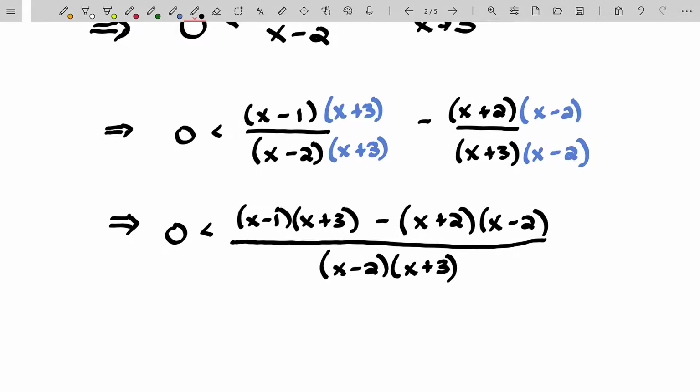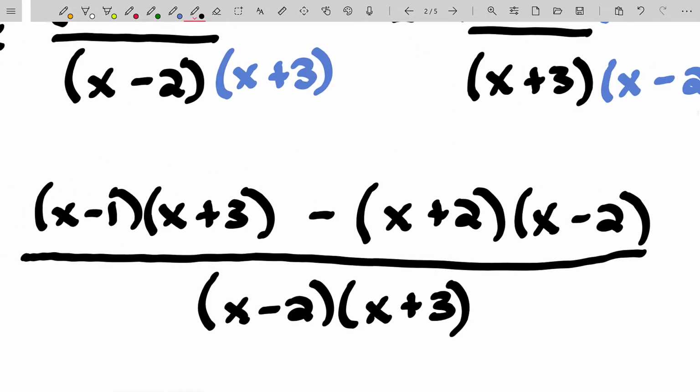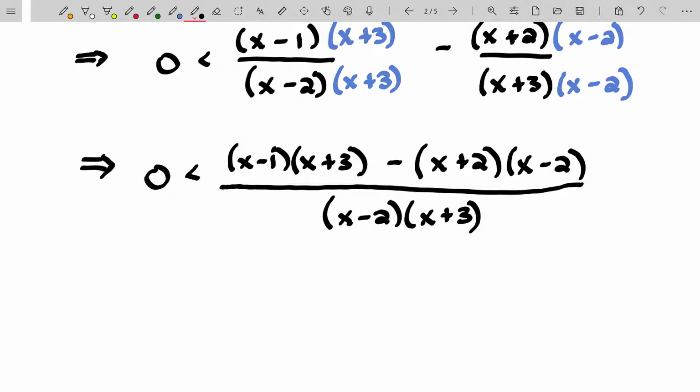Now, like I just said a moment ago, go ahead and distribute out the numerator. Do not distribute out that denominator.